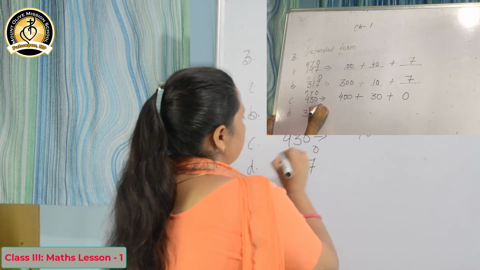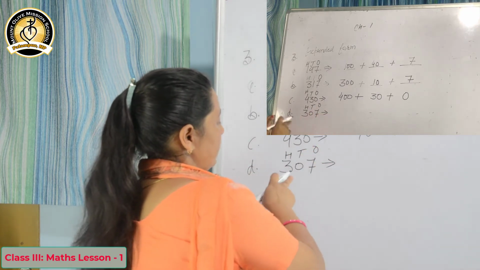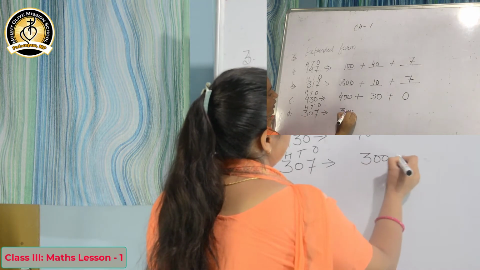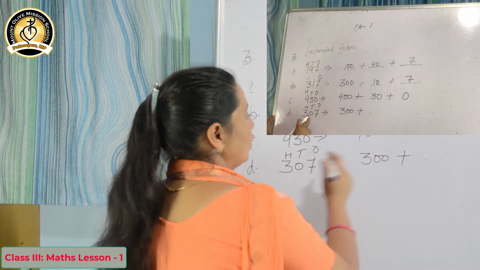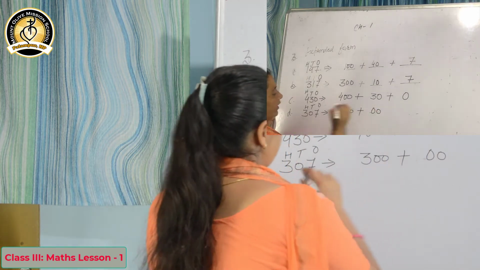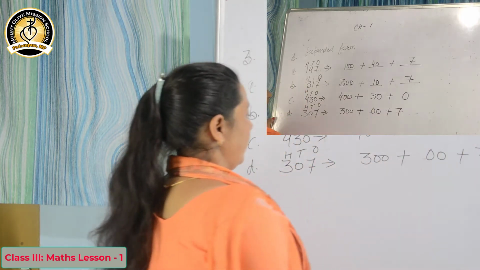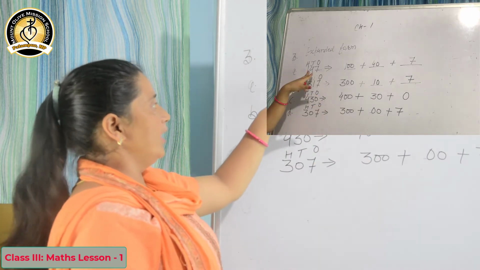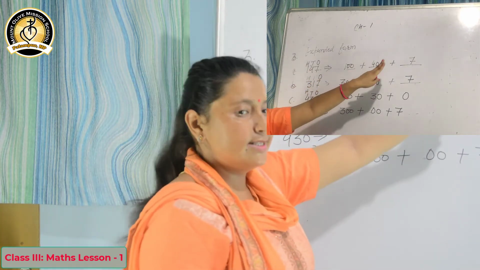Place value: ones, tens and 100. Okay? So, 3, which place is 3? 100. Very good. After that, tens place is 0. Okay? And ones place is 7. Okay? Clear? This is the expanded form. 147, 100 plus 40 plus 7.